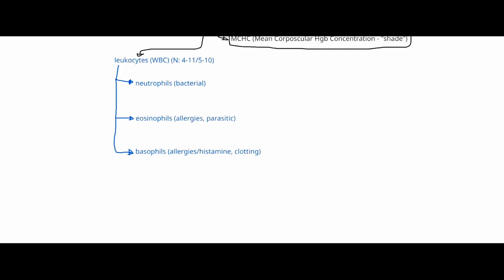Your basophils also will increase when there's allergies because it's driven by histamine, and also clotting. So if this is increased, that means that there's probably some kind of bleeding going on that the body is trying to protect the patient from. We'll come back to that some more in a little bit. And then we also have your thrombocytes. That's part of your myelocytes.